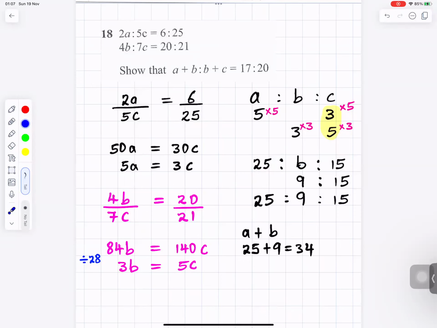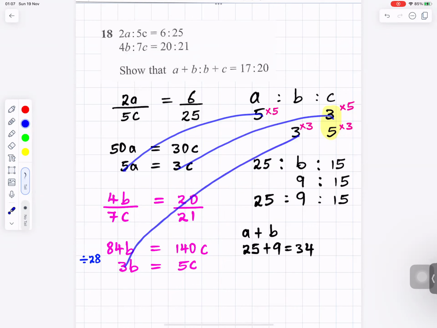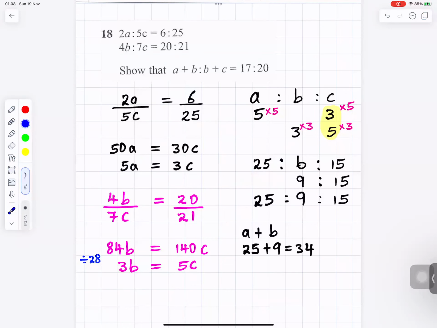So for the first ratio, we had 5 and 3. For the second one, we had 3 and 5. So if you want to make them the same, you multiply this one by 5, you get 25. And you multiply this by 3, you get 9. Multiply this by 5, you get 15. Multiply this by 3, you get 15. So 9 is for both of them in the middle. So a plus b would be 25 plus 9, which would give you 34.